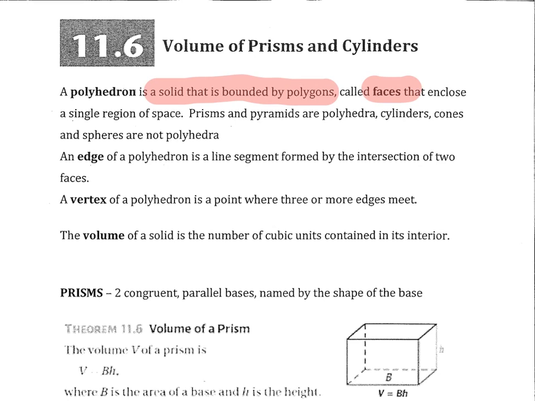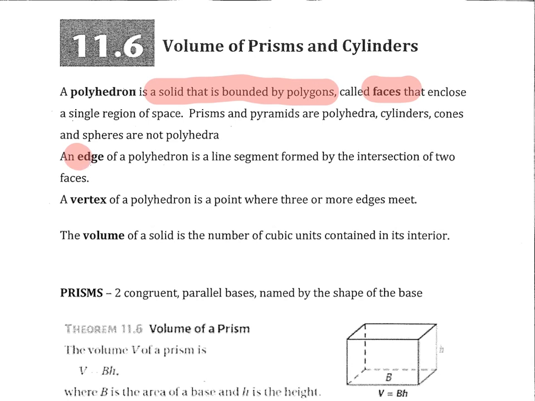Faces are each of the flat spots. Prisms and pyramids are called polyhedra, and cylinders and spheres are not. So we need to think of a polyhedron as all flat faces. So anything cylinder or circular would not be considered a polyhedron.